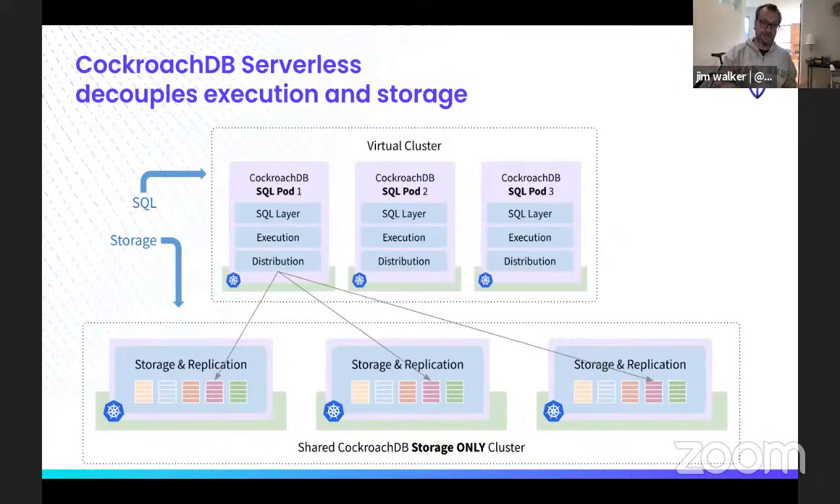The code to actually do all the other stuff is there. It's just kind of turned off, right? All the SQL, and you don't interact directly with the storage and replication. And then we've basically taken out the SQL layer, execution, and distribution, and we've put that into a separate type of instance of Cockroach. And we're going to deploy each one of those on a SQL pod. That's going to service a customer.